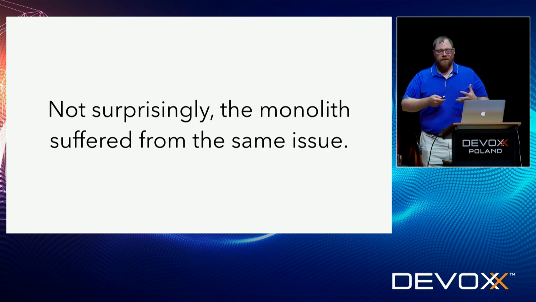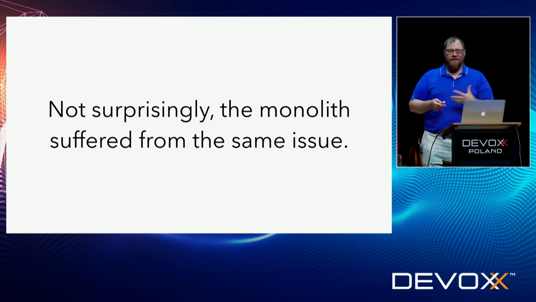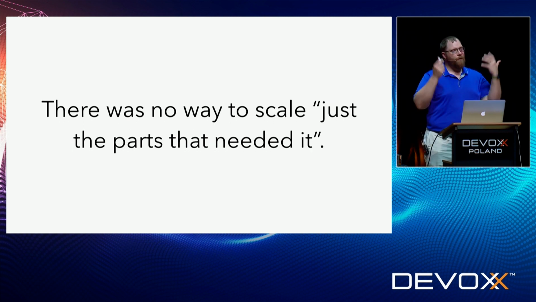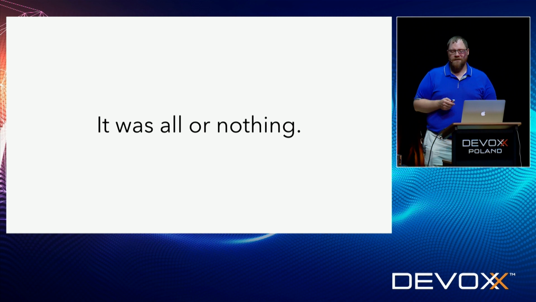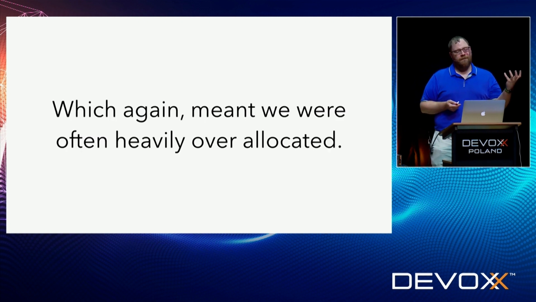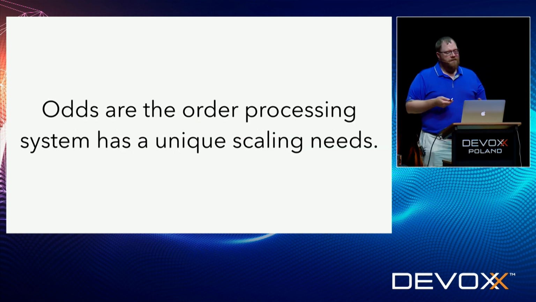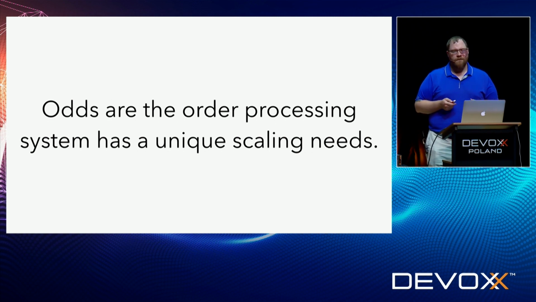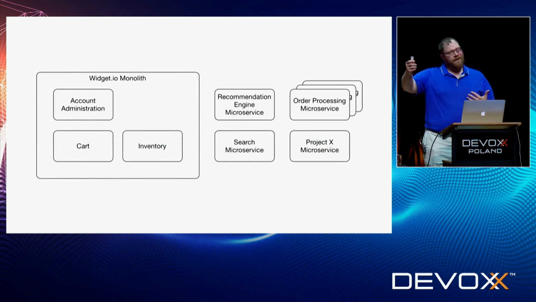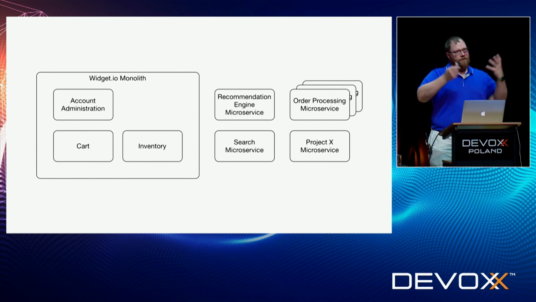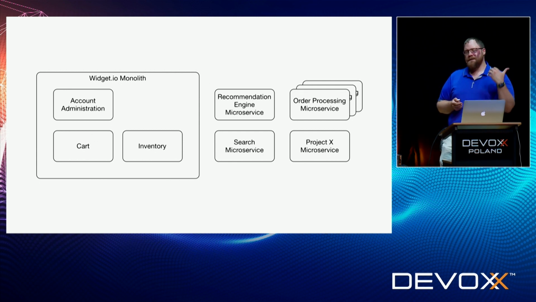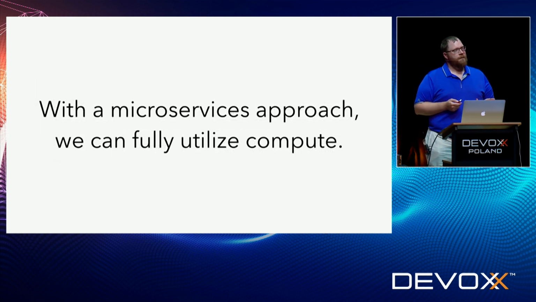And so the monolith implied a lot of this, because when I came to the monolith and I said, I want to scale it up, I have to scale the whole thing. It was this all or nothing proposition, which meant, again, I needed a lot more capacity than I really needed. So if we think back to that widget.io example, there's a pretty good chance order processing might scale more uniquely than the rest of the system. So if I pull that out, I can scale that as necessary. I'm not forced to go through that one-size-fits-all mantra again. One of the outcomes of this is I can now fully utilize my compute. I don't have to sit there and have a whole bunch of servers idle.